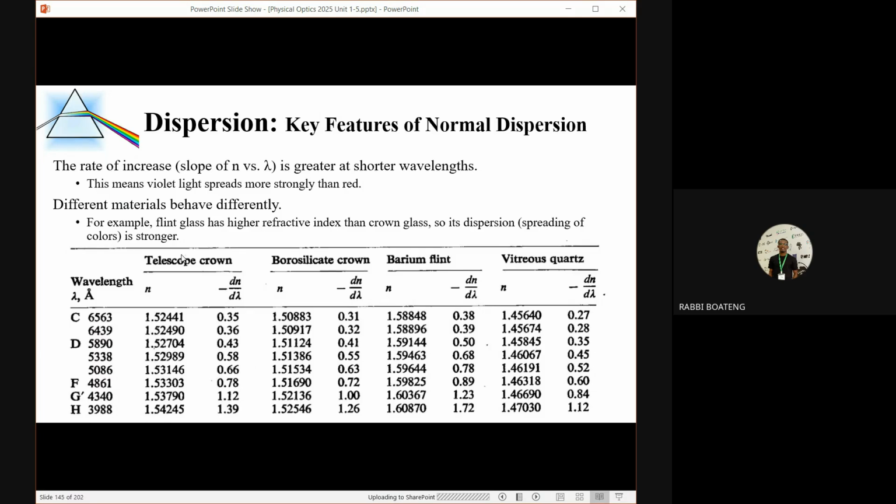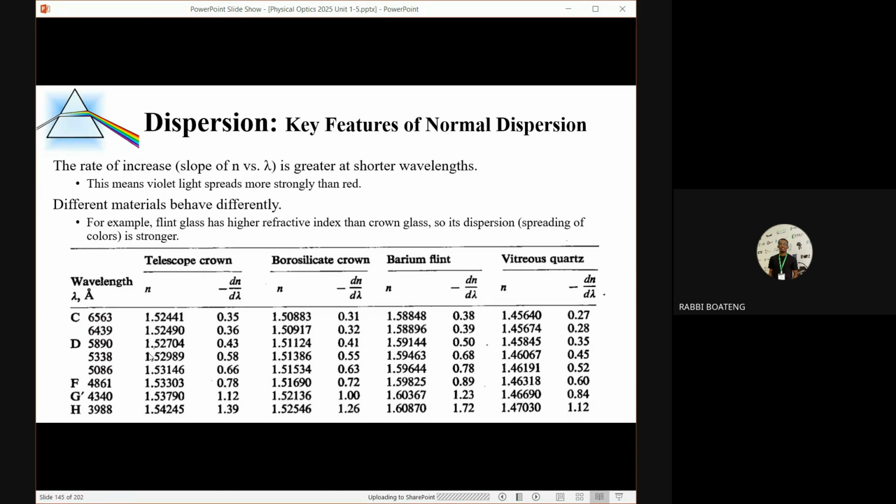And when you look at this chart, we have different materials again. We have the telescope crown, we have the bronze silicate, we have the barium, we have the vitreous quartz, and this is their normal dispersion value. So this is what we have down here. And you remember we said for a normal dispersion, you're supposed to get less than 0. So that is why we have the negative attached here. Exactly. So all the values here, they are negated.